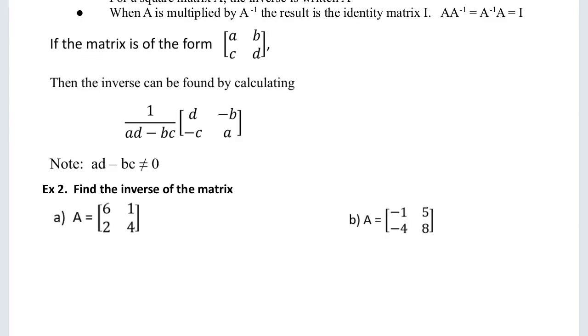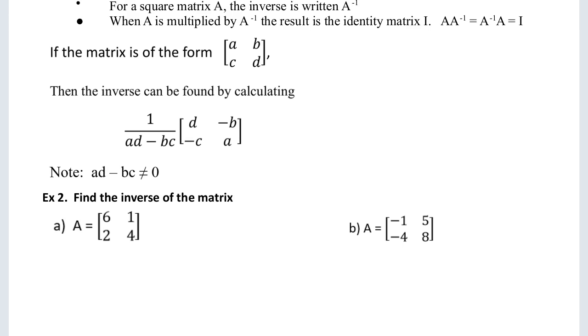So first we've seen that they're inverses of each other, and now we're going to find the inverse of a matrix using this formula right here. So we're going to do A, B, C, and D. So we're going to do 1 over A times D, that's 24, minus B times C, that's 2. That's 1 over 22.